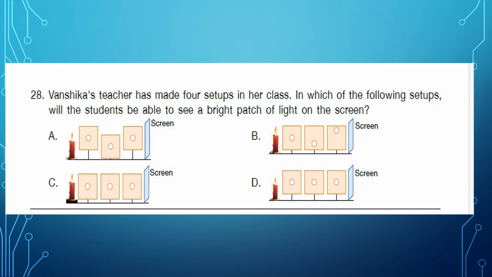Question number 28. Vanshika's teacher has made 4 setups in her class. In which of the following setups will the student be able to see a bright patch of light on the screen? And the right answer is option D, because here light and the holes are at the same level and in a straight line. So the answer is option D.